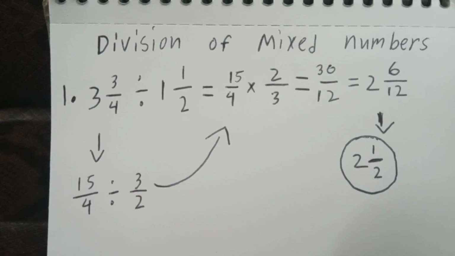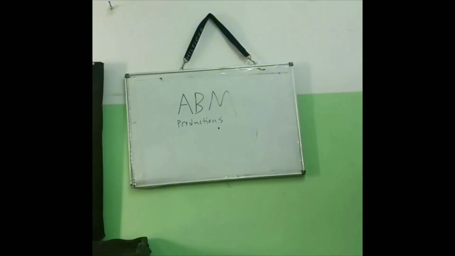But can that be our final answer? No. Why? Because it's an improper fraction. So we have to turn it into a mixed number. But is that mixed number our final answer? No. Why? Because it can still be simplified. 6 and 12 are both divisible by 6. So 6 divided by 6 is 1, and 12 divided by 6 is 2. So our final answer will be 2 and 1/2.